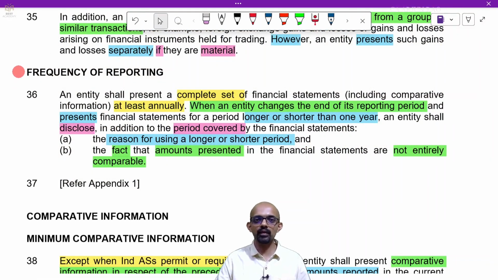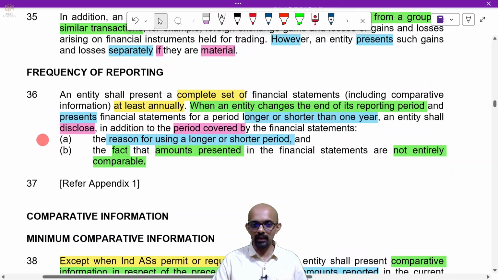So, next let us look at frequency of reporting. So, we are supposed to present a complete set every year. But suppose there is a change in the reporting period and you are supposed to present for a longer or shorter period. So, let us say you are taken over or you take over, and to comply with some laws you are changing your period. Then why you have used a longer or shorter period, and the fact that you can't entirely compare with the previous period, that has to be disclosed.